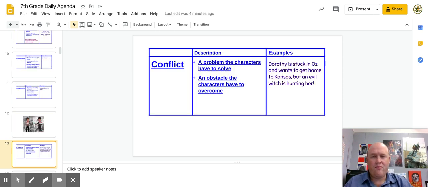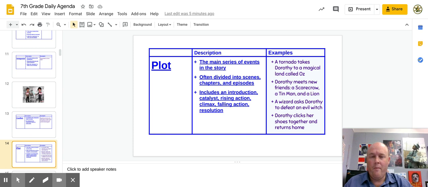The conflict is a problem that the characters have to solve, or an obstacle that characters have to overcome. This is usually what drives the whole story. So the conflict in The Wizard of Oz is that Dorothy is stuck in Oz. She wants to go home to Kansas, but guess what? There's a witch after her, which is, if I had a dime for every time I wanted to go somewhere, but there was a witch preventing me, man.